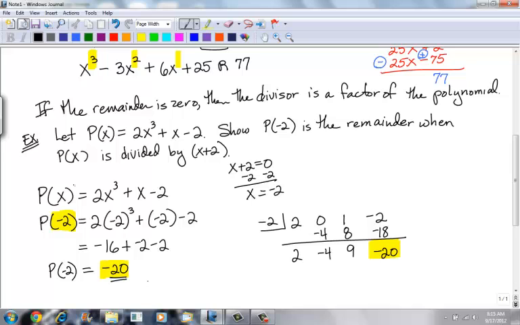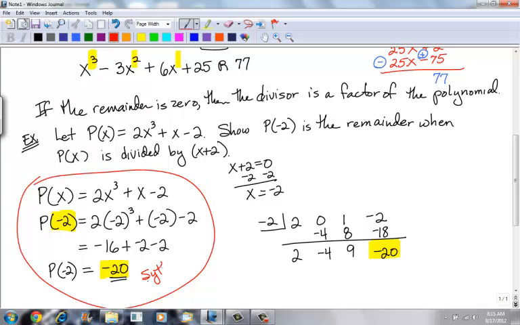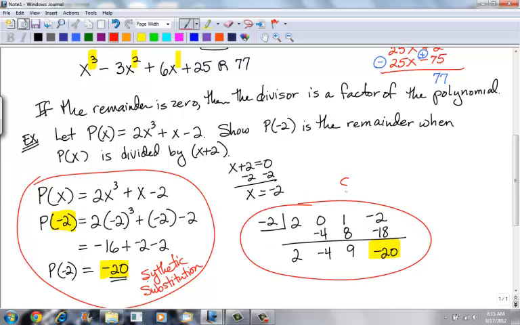Okay, this one, let's label it. This method, we're going to call that synthetic substitution. And then this one is the synthetic division. But your remainder should be the same answer both ways. Okay?